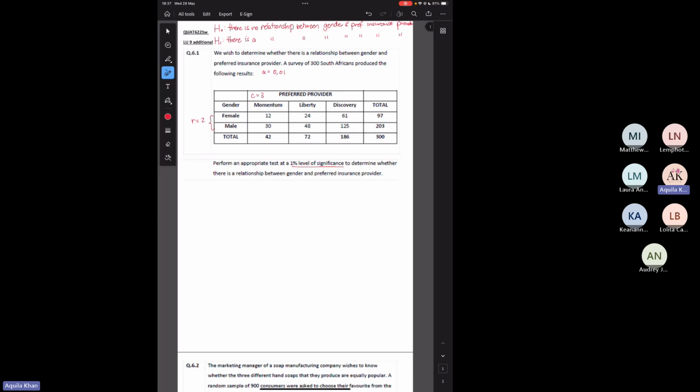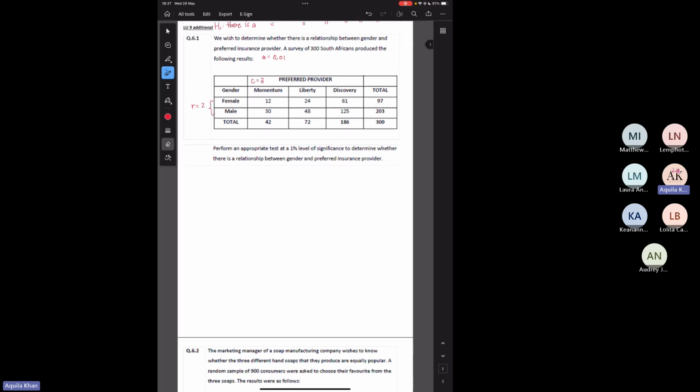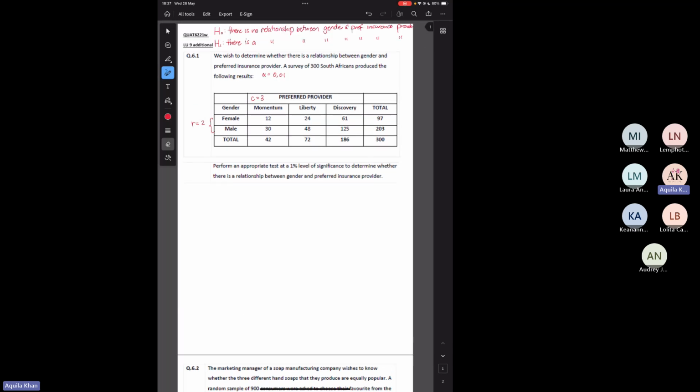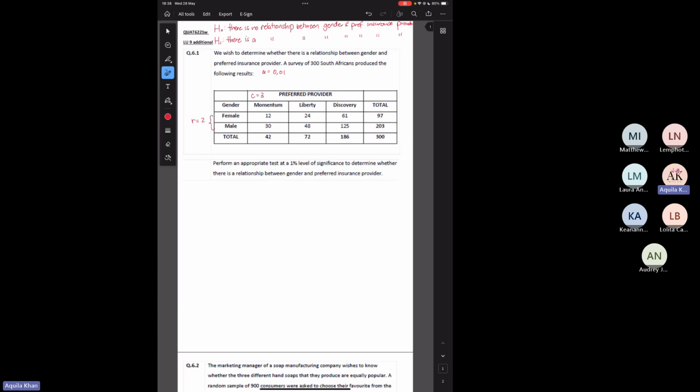So you have your alpha value, and then they say to you, use this to determine whether there is a relationship between gender and the preferred insurance provider. And again, that told us what the actual question was and what the hypotheses were. So we've done step 1. As I said at the top, we wrote out immediately what we're looking for here, whether there is a relationship between gender and the preferred insurance provider. Your null will say that there is no relationship, and your alternate will say that there is one.